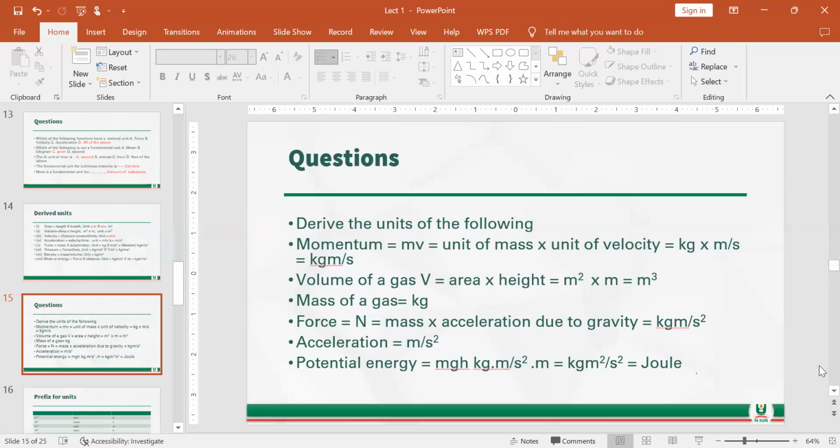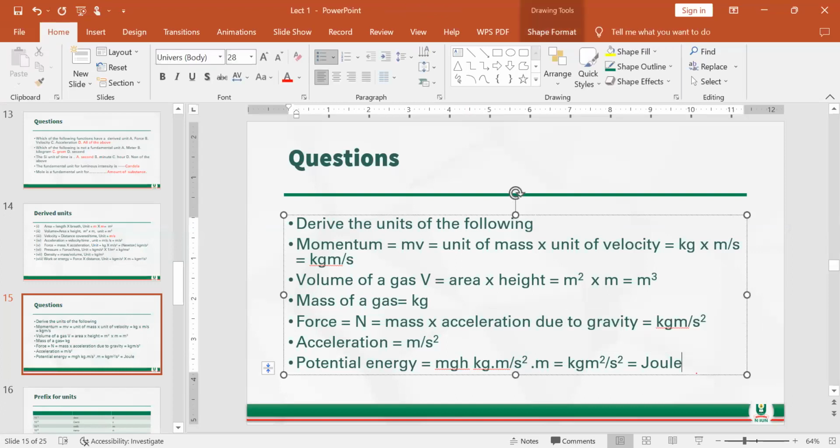The mass of a gas is in kilograms. Force is in Newton, and that is defined as mass times acceleration due to gravity. So we have acceleration, and we have potential energy. Potential energy is defined as mass times acceleration due to gravity multiplied by height. And what of kinetic energy?